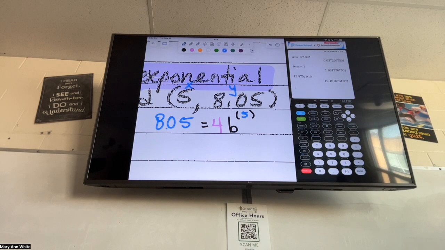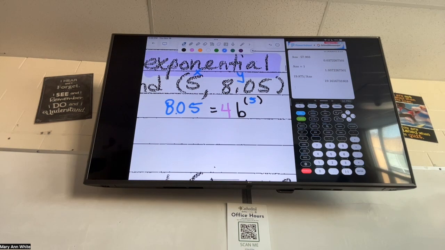You guys good with that so far? Okay, let's start solving. What do I do first? Good. Divide that 4 over. 8.05 divided by 4 is 2.0125 equals B to the 5th.